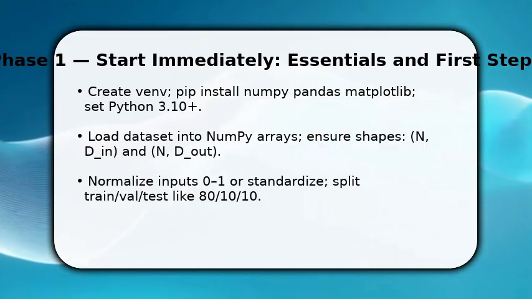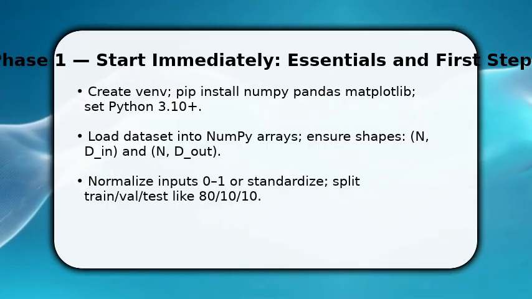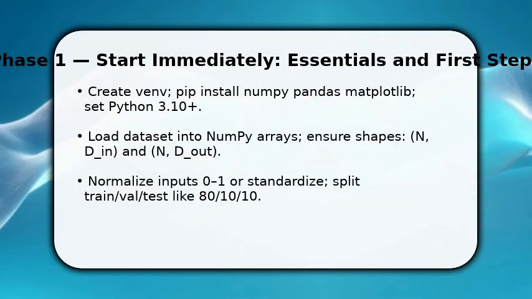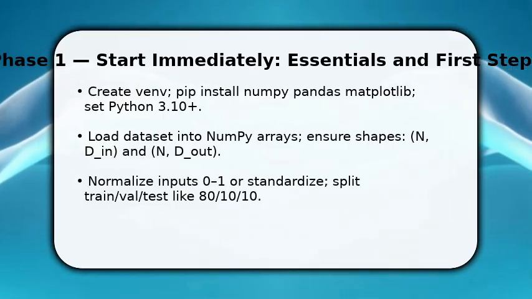Once done, normalize or standardize inputs so gradients behave well, and split into train, validation, and test sets, typically 80% for training. Now, initialize weight matrices with small random values and biases at 0. This first practical step starts the model in the correct numerical range.